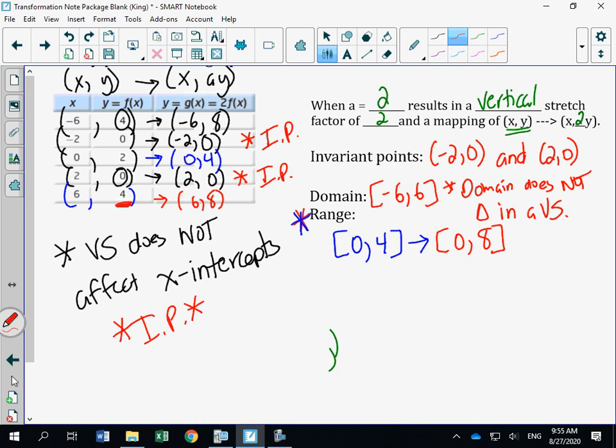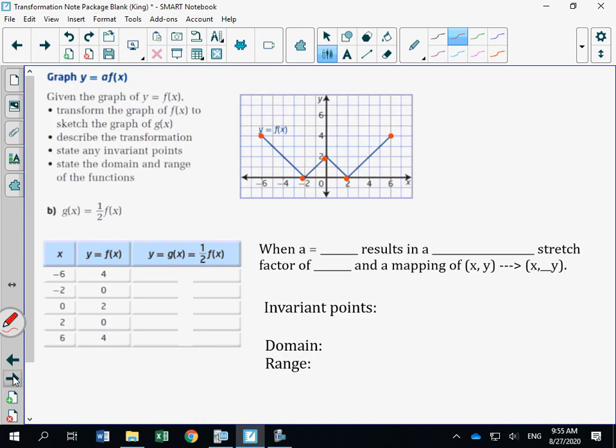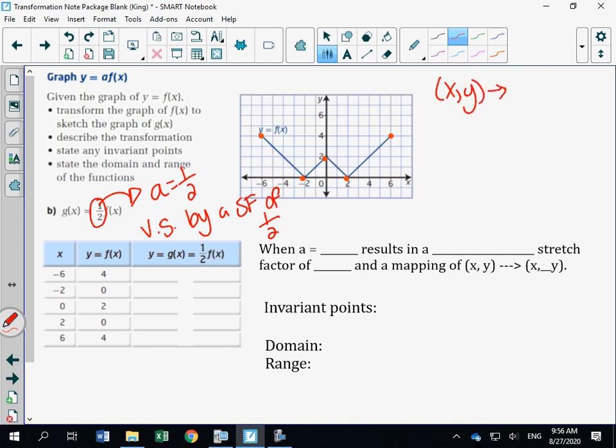Okay, what we're going to do now is take this exact same graph, but our a value is now 1/2. So always write that down. Write down your parameter. That's your a value. A is equal to 1/2. Then always write down that that is a vertical stretch by a stretch factor of whatever that a value is, 1/2. The mapping is going to be x comma y to x comma a times y. So x comma y to x comma 1/2 times y.